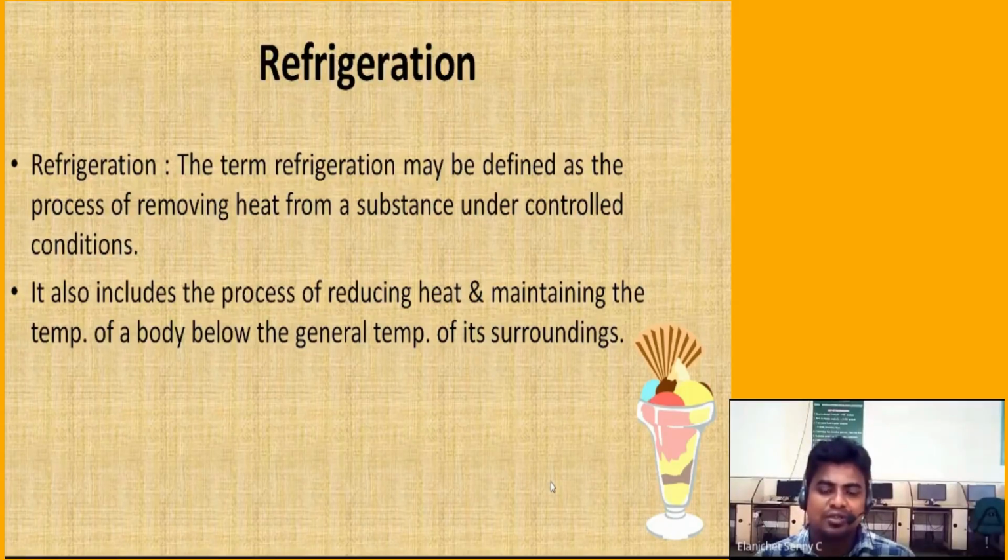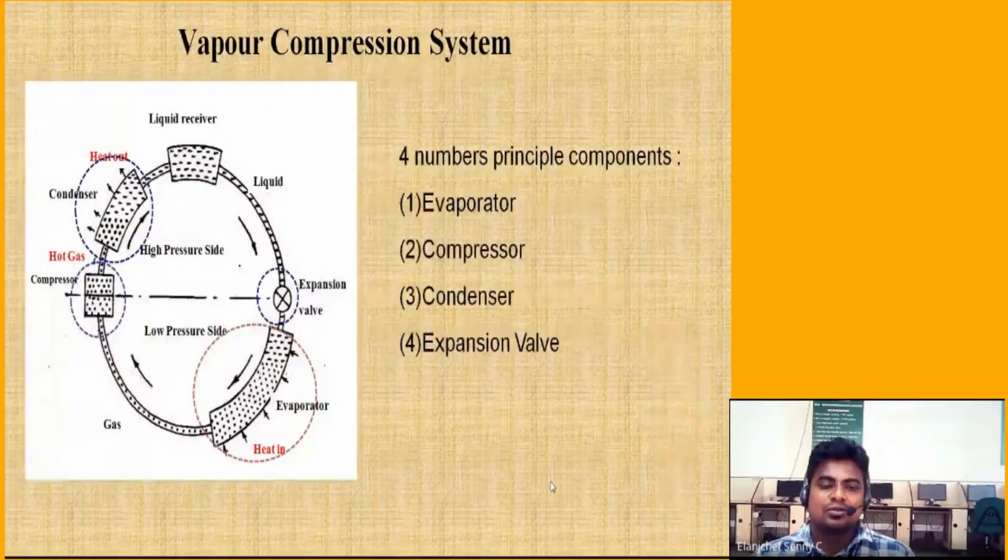In plain words, we can say that it is a process of reducing heat and maintaining the temperature of a body below the general temperature of its surroundings. Generally the temperature is maintained below the temperature of its surroundings, so that we call it refrigeration. Today we are going to see the vapor compression system, or vapor compression cycle.